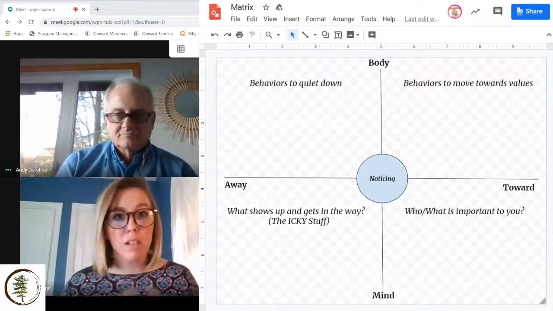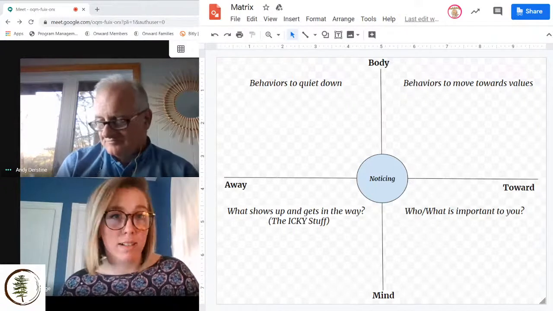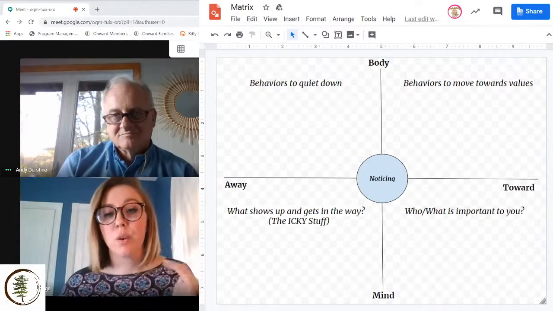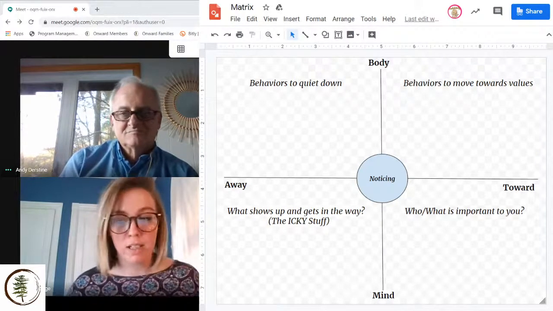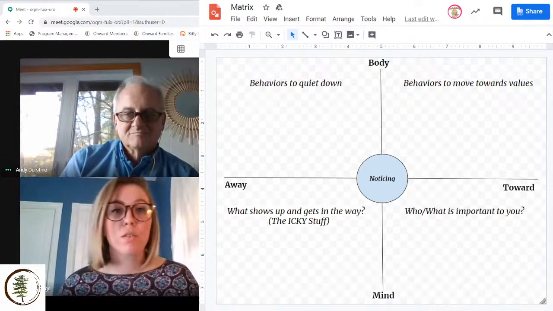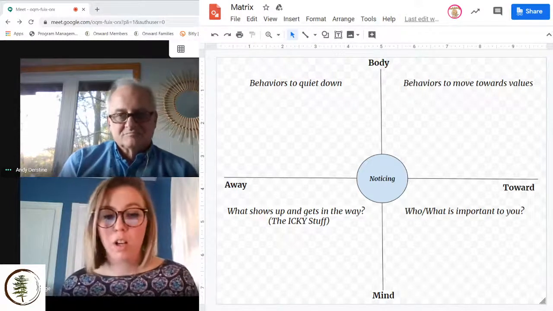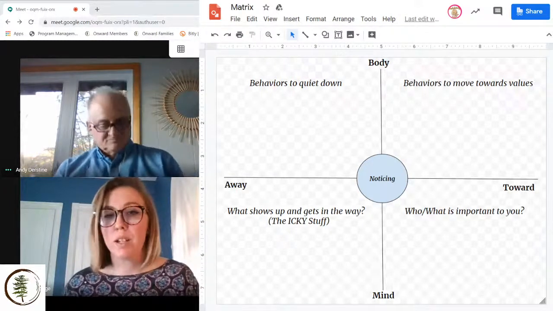Contact with the present moment, that is the y-axis of the matrix. So the further up you go, the more mindful you are, the more present in your body. Values, this one's super obvious, bottom right quadrant, who or what is important to you, that is where they go.